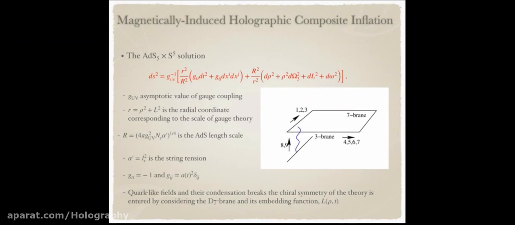So you have a strongly coupled gauge field theory, and a gravity side which is weakly coupled and easier to study. This stack of D3-branes induces such a metric solution, the AdS5 cross S5 solution, which is given by this equation in red. g_UV is the asymptotic value of the gauge coupling. r squared is rho squared plus L squared. L is one of the coordinates that separates the stack of D3-branes from the seventh brane, and rho is the radial coordinate in the four-dimensional space which is not parallel to the D3-brane.